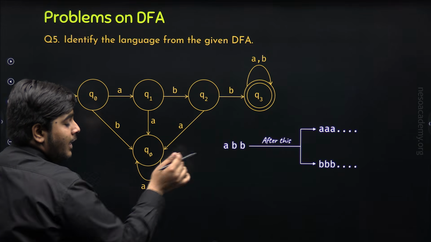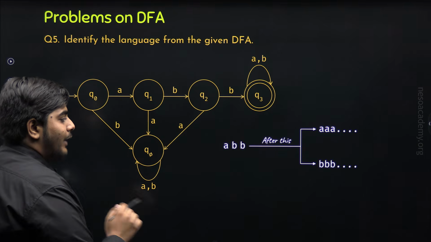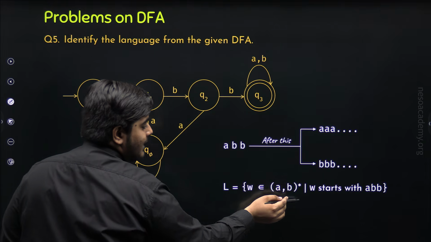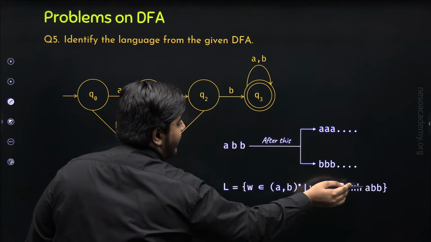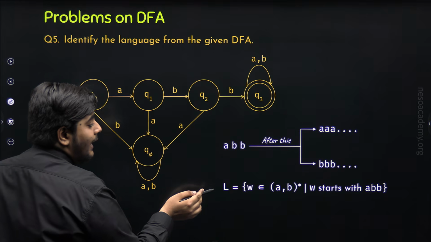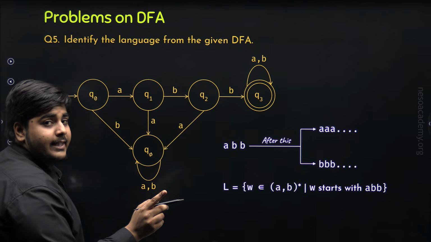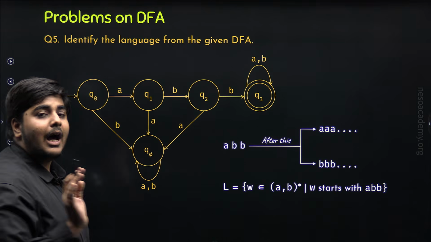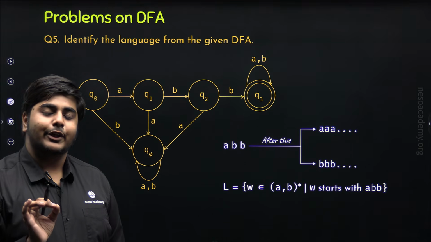By seeing this, we can conclude that our language will be W belongs to {A, B}*, such that W starts with ABB, which means our language will contain all the strings that start with the substring ABB. I hope this language is now clear to you.